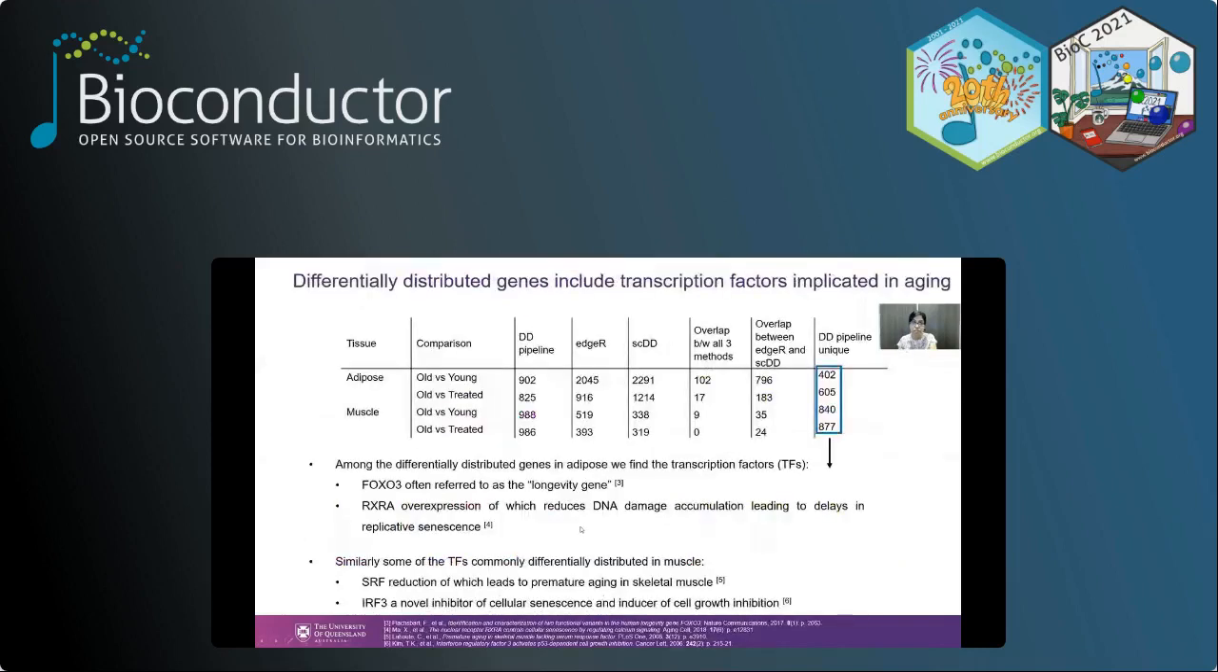We also compared our framework against some of the widely used tools for identifying differentially expressed genes, namely EdgeR and MAST. And we found that among the uniquely identified differentially distributed genes by our framework were the transcription factor Forkhead box O3, which is often referred to as the longevity gene. And we also see interferon regulatory factor 3, which is a novel inhibitor of cellular senescence and inducer of cell growth inhibition, to be detected by our method.